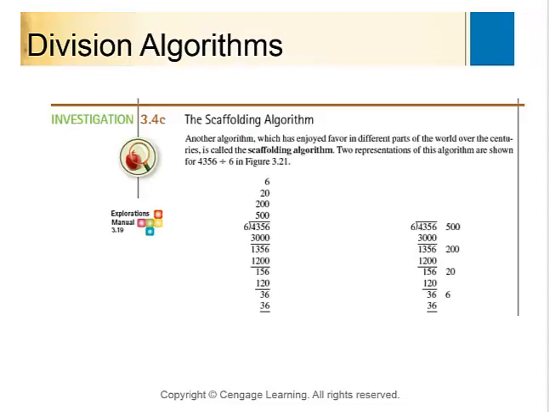Represented in this slide is a scaffolding algorithm. It kind of shows why our place values are what they are in doing our division.